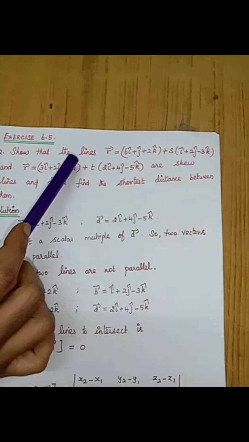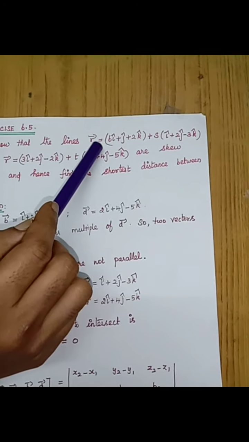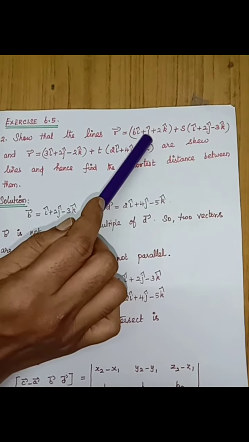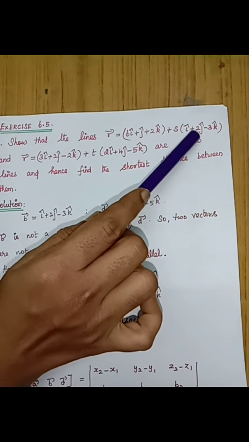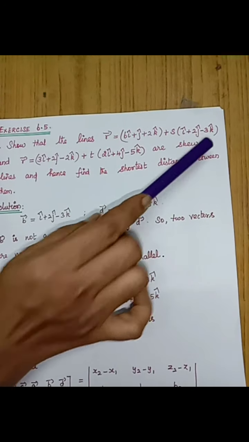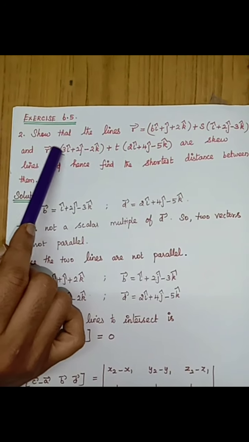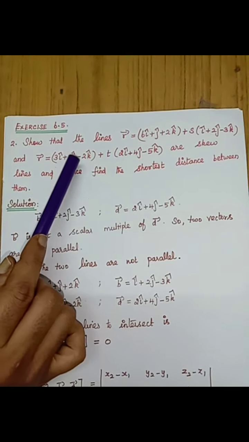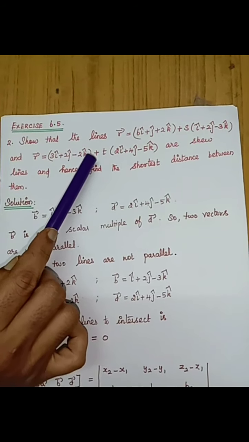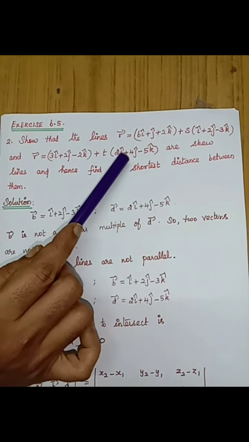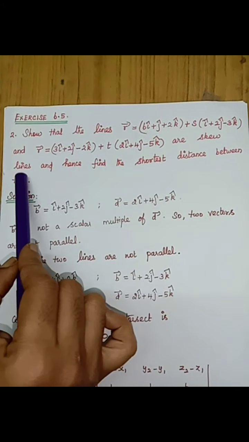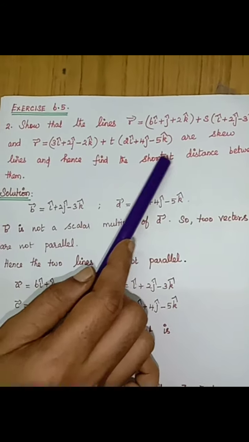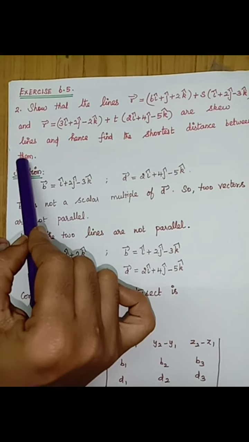Show that the lines r vector is equal to 6 i cap plus j cap plus 2 k cap plus s into i cap plus 2 j cap minus 3 k cap, and r vector is equal to 3 i cap plus 2 j cap minus 2 k cap plus t into 2 i cap plus 4 j cap minus 5 k cap, are skew lines, and hence find the shortest distance between them.